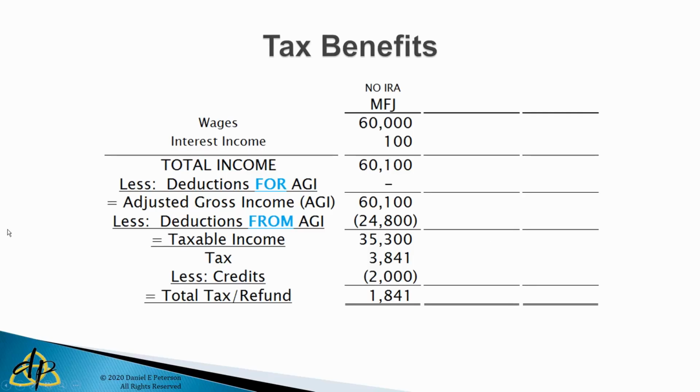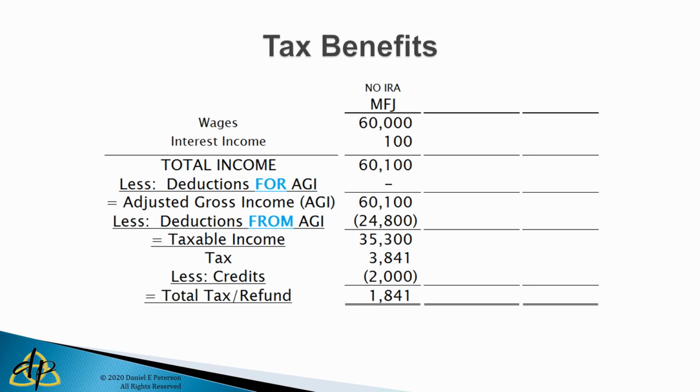In this scenario, we're taking a married filing jointly couple who have $60,000 in wages and $100 of interest income to give them a total income of $60,100. From that, they deduct their standard deduction of $24,800. When that money's deducted, their taxable income is $35,300. They generate a federal tax amount of $3,841 based upon that income.